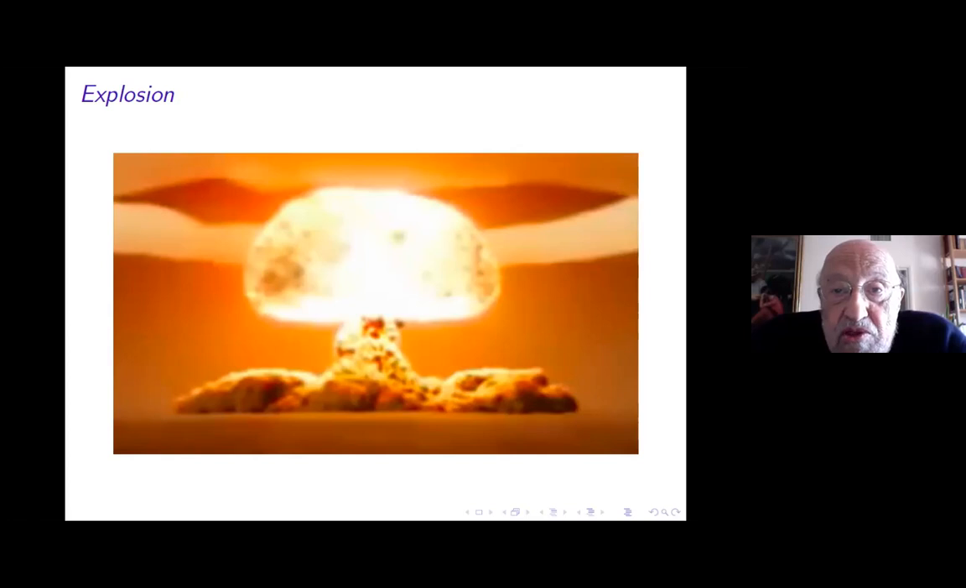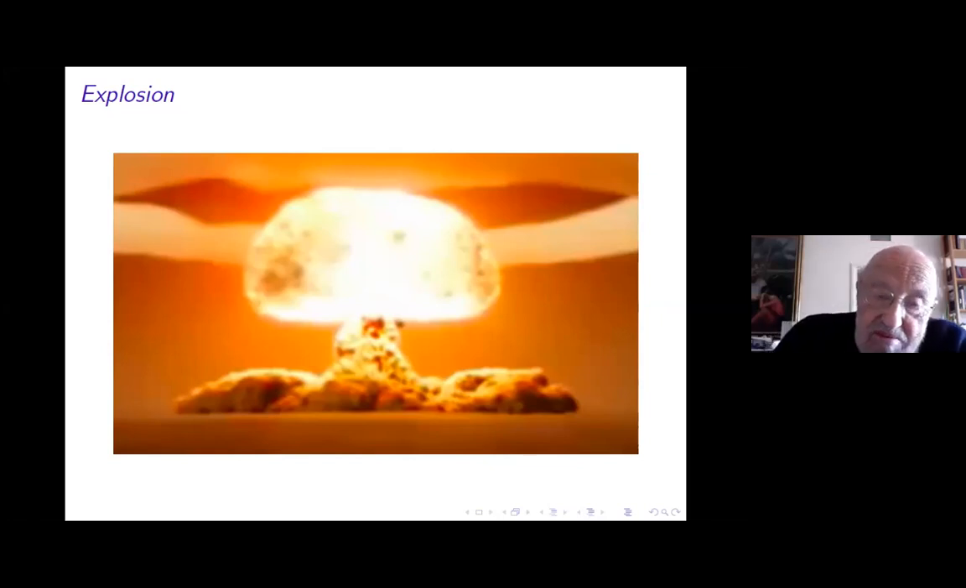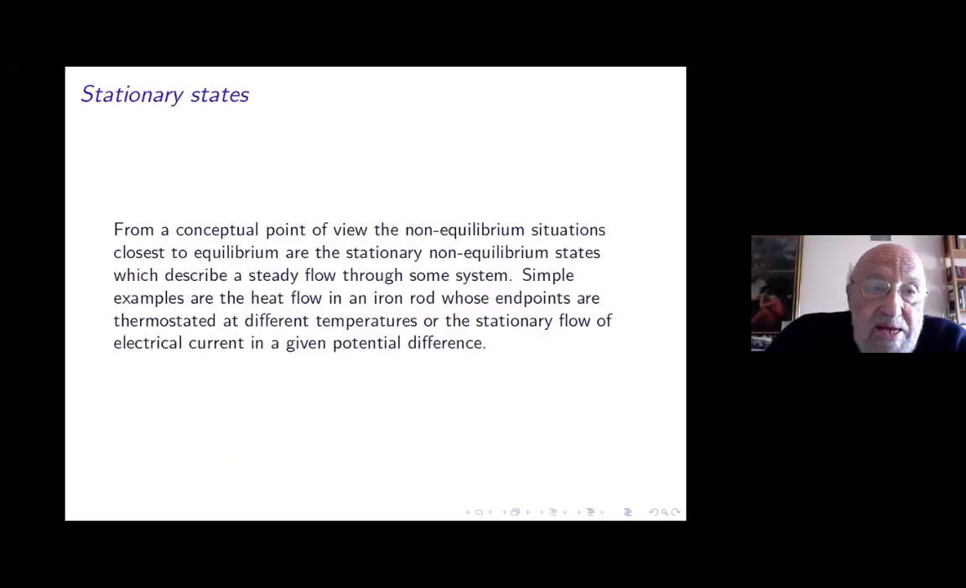Now, of all these phenomena, people have attempted to make a theory. And now, you see, you have to start from the simplest situations. So, for example, the closest to equilibrium are the so-called stationary states, states in which the difference with equilibrium is that there is some flow of energy through the system.